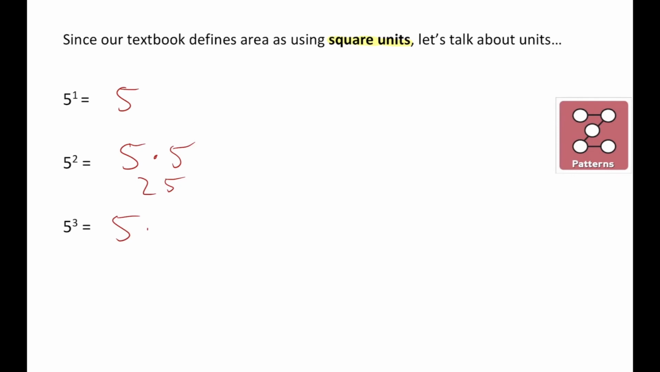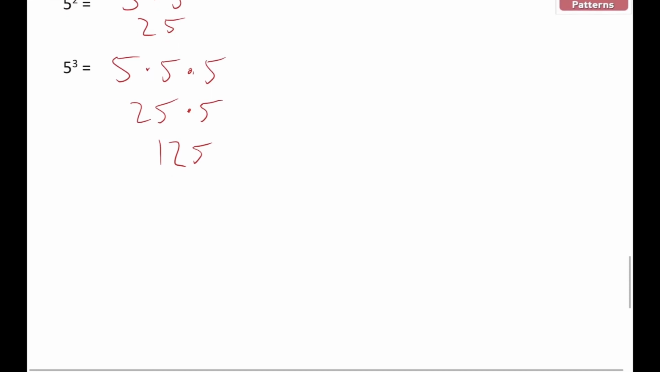5 to the third power, or 5 cubed, is 5 times 5 times 5. And 5 times 5 is 25, times 5. So 25 times 5, or if I have 5 quarters, I have 125 cents, right? So 5 times 25 is 125. Okay, easy enough, not too bad.